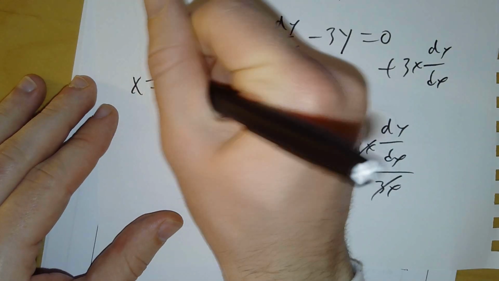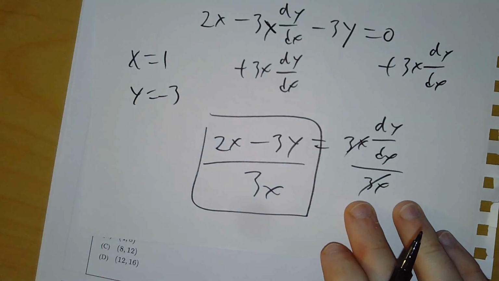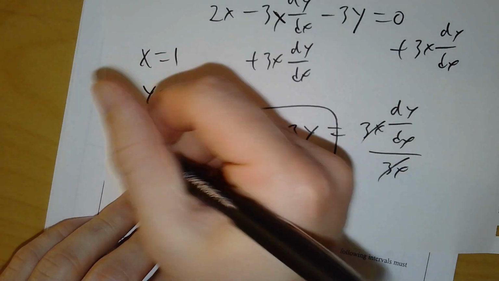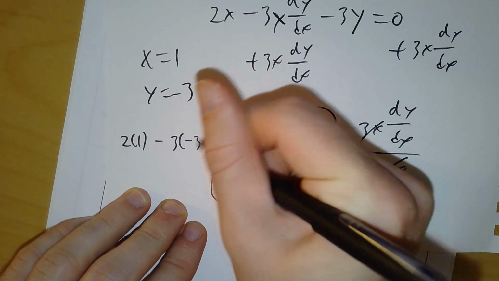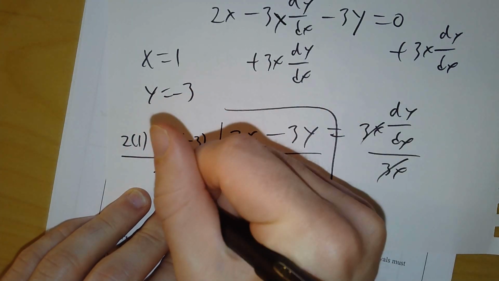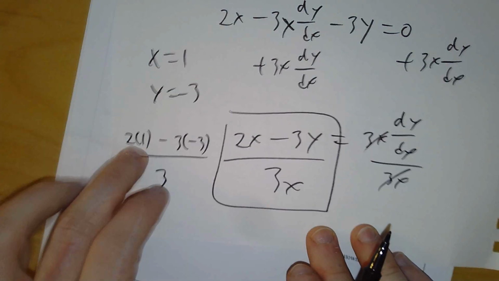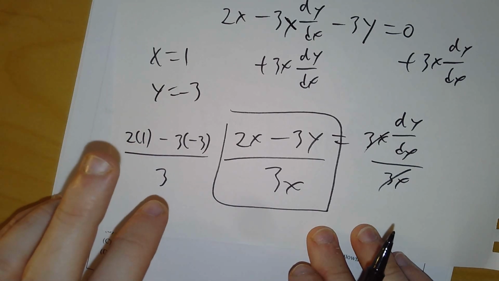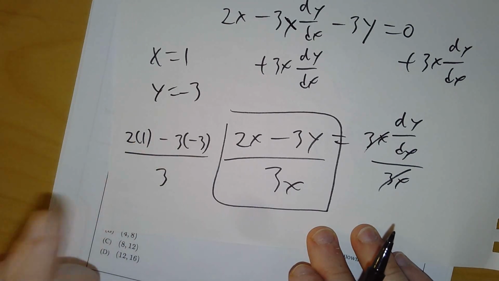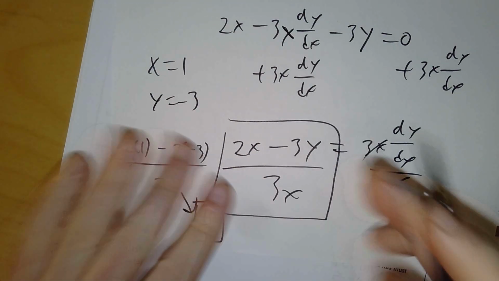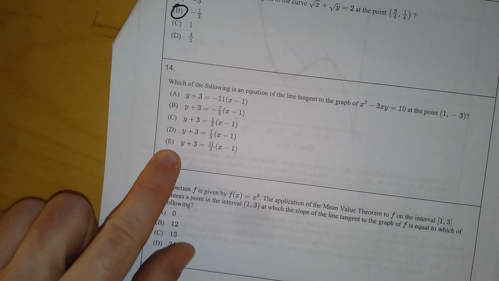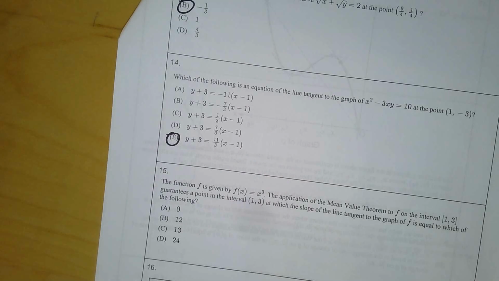Now plug in the coordinates, which are 1, -3. Remember, mark it down: x equals 1, y equals -3. What am I going to get? I'm going to get 2 times 1 minus 3 times -3 over 3. So that is 2 plus 9 over 3, which is 11 over 3. All right, there we go, and I see it. 11/3, E.